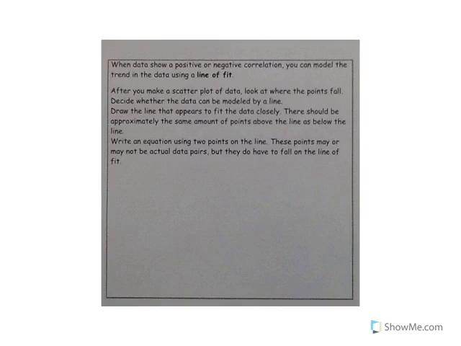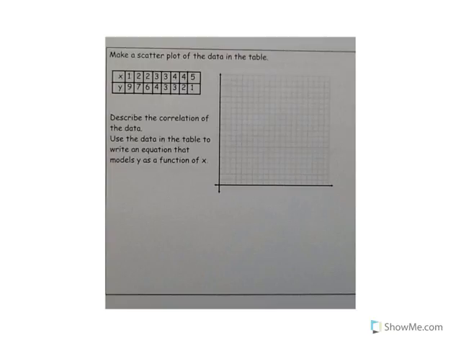So sometimes you want to come up with a line that would represent the data and make it clear that you understand how the two things are related. And you can do that by just plotting points and then going up from there. So I'm going to attempt to do that on the next one, and then write an equation based on it. So here we have, make a scatter plot of the data in the table, and then describe the correlation of the data. Is it going to be positive or negative, and then try and write an equation that models y as a function of x.